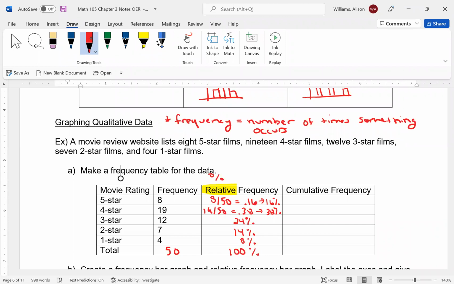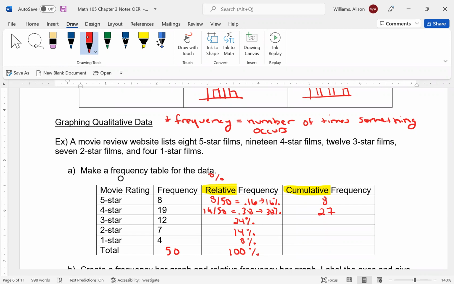Okay, now cumulative frequency. Cumulative implies that you add as you go. So we're going to find each category and the previous category, and that's the cumulative frequency. So for the first category, it always starts off as the same. So there are 8 films total that qualify as 5-star. But the next category, when we look at the 4-star category, we're going to add the 19 and the 8 together and get 27. So what that represents is that there's 27 films that are both 4-star and 5-star.